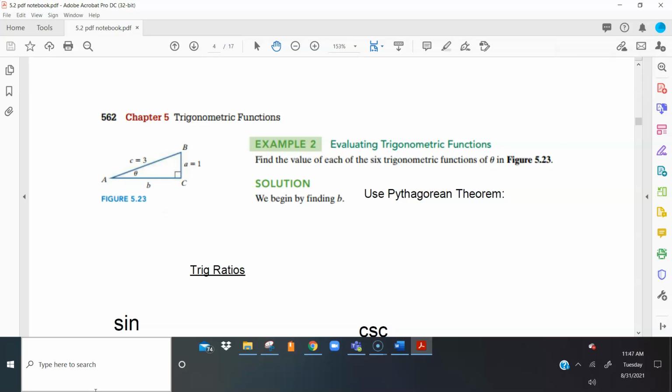Notice that the solution tells you to begin by finding B, and since this is a right triangle, we know that the Pythagorean theorem works. So if I'm going to find B using Pythag, it would look like this. I'm going to switch the screens just a little bit.